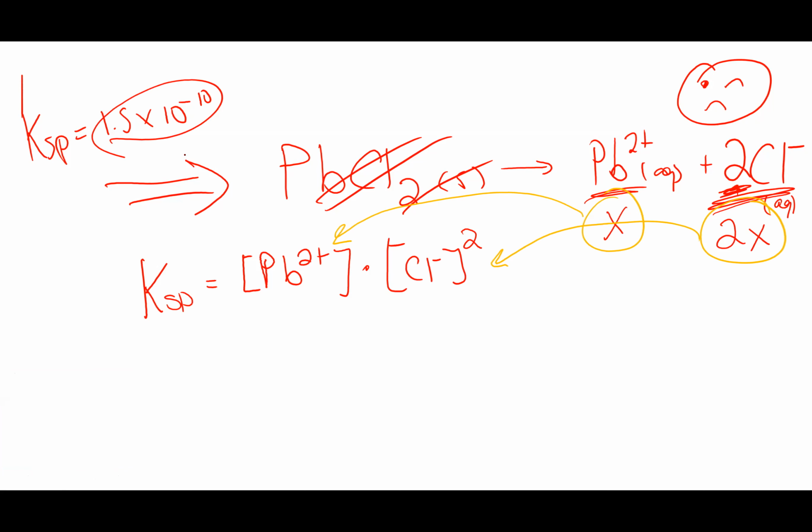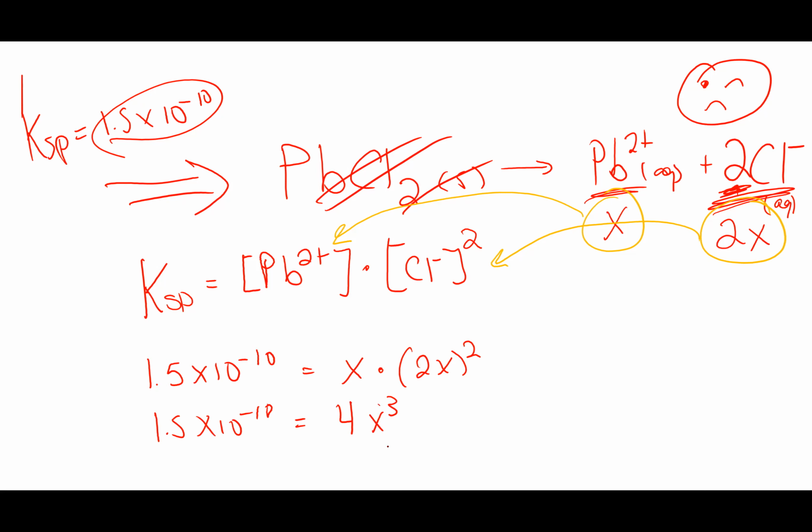So KSP is this number. This is totally a made up number, guys, but it's 1.5 times 10 to the minus 10 equals X times 2X squared. Okay, now chemistry is over. This is math from now on in. So if you guys did math 1700, I think the number is, this is just algebra. So this would be 1.5 times 10 to the minus 10 equals 4x cubed.